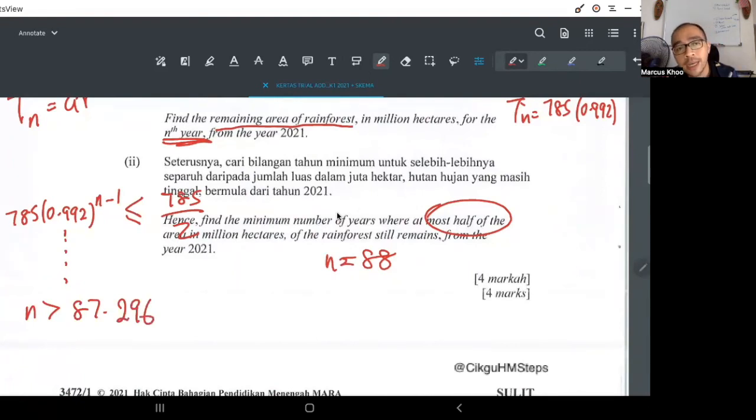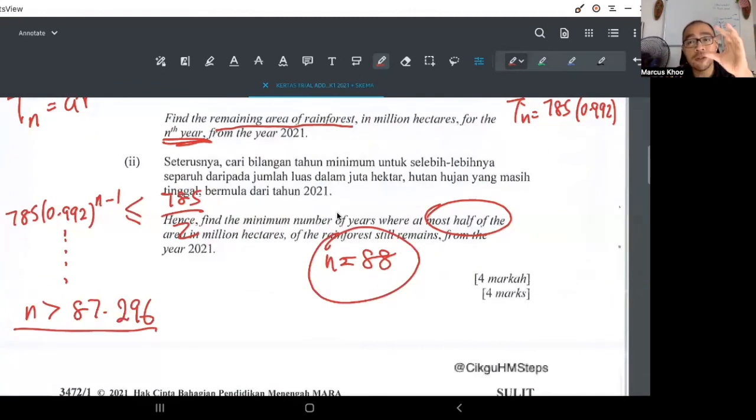Now be very careful guys with this. Do not round off. This is not about rounding off. This is about what is the next number that satisfies this condition. n is more than 87.2, so the next nearest whole number after 87.2 is 88. So don't miss out on that one last mark because it is not about rounding off. We look at the condition and see the next available whole number. Be very careful with this. Don't think round off. It's not round off.